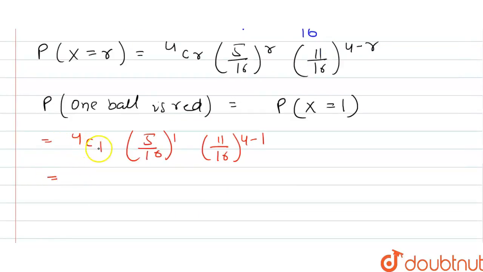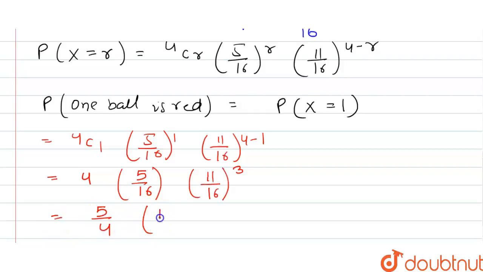The value of 4C1 will be 4, 5 by 16, then 11 by 16 to the power 4 minus 1 will be 3. Then we got 5 by 4, 11 by 16 to the power 3.